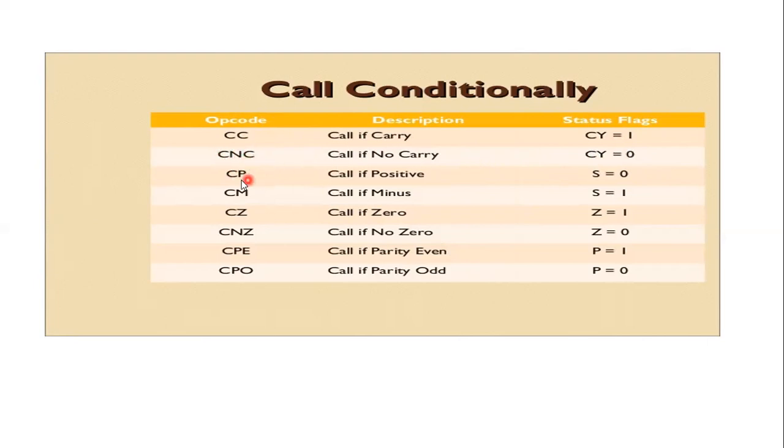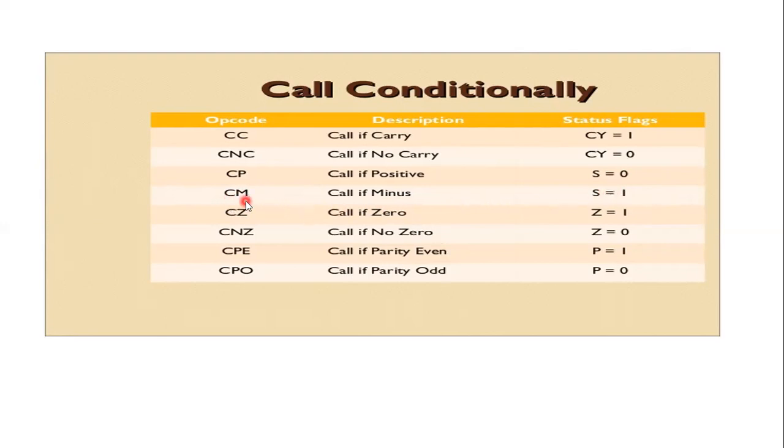Then CP, call if positive, that is the sign flag equal to 0. When the sign flag is 0, it means it is positive. Then we use the opcode CP. Then CM, call if minus. So the status flag becomes 1, that means it is a negative value.